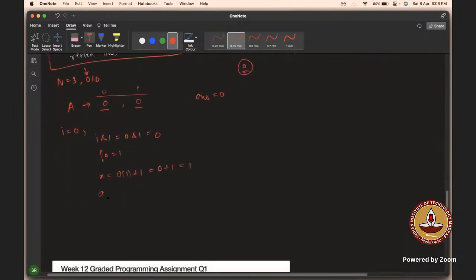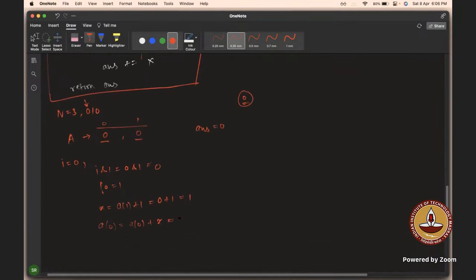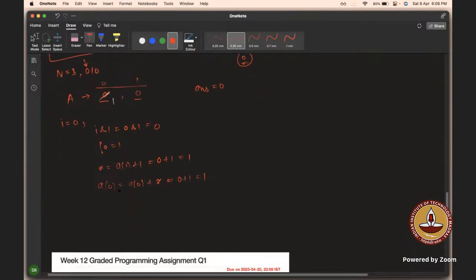And then i AND 1, right? Here, a0 equals a0 plus x. a0 here, we've updated to 0 plus 1 equals 1. So here we updated to 1, right? Yes, we updated to 1. And we update our answer. Answer becomes answer plus x, that is 0 plus 1 equals 1. So here we update our answer to 1. This is happening for i equals 0.